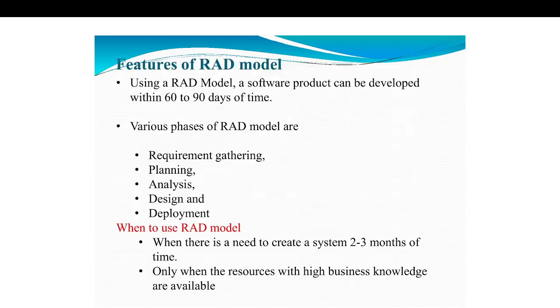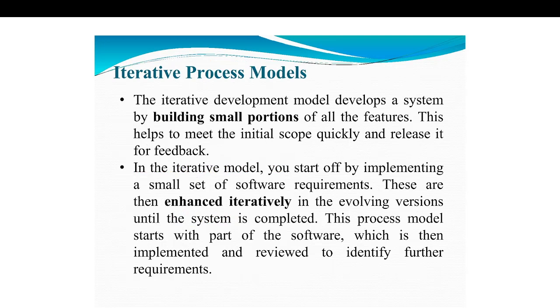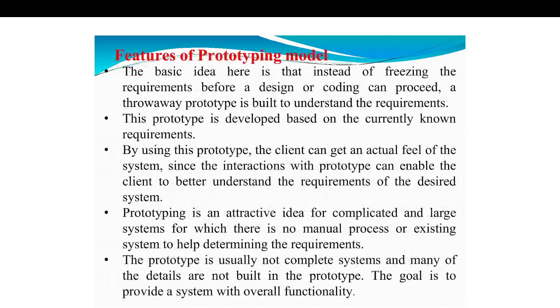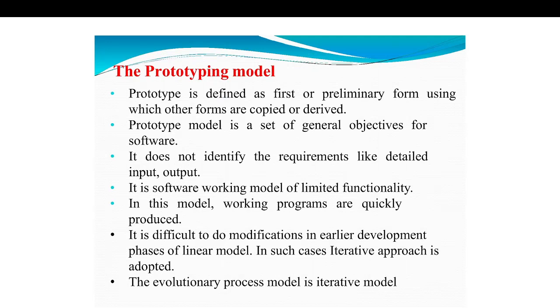And then the iterative process model, building small portions of all the features. This helps to meet the initial scope quickly and releases it for feedback. In the iterative model, you start off by implementing a small set of software requirements. These are then enhanced iteratively in evolving versions until the system is completed. These are some advantages, and the final one is the prototyping model.